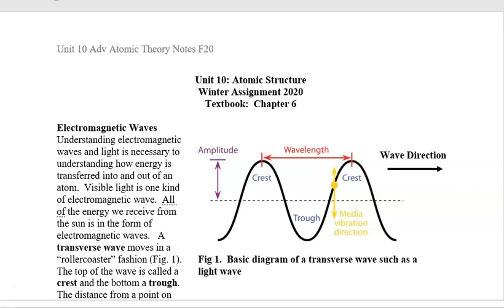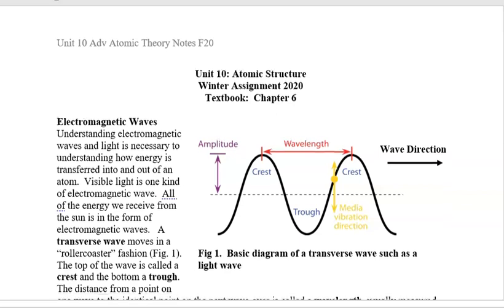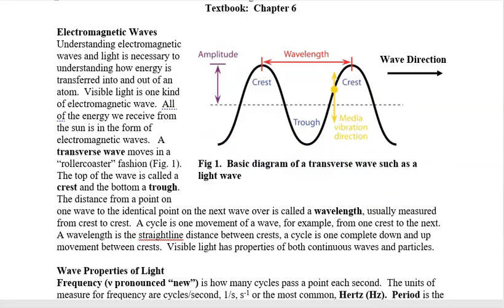Okay, so let's go ahead and get started with this. So first we're going to start off with a topic that you had in physics about waves, and particularly electromagnetic waves. So, all right, so electromagnetic waves. Understanding electromagnetic waves and light is necessary to understand how energy is transferred into and out of an atom. Visible light is one kind of electromagnetic wave. All of the energy we receive from the sun is in the form of electromagnetic waves. So that includes light, heat, and a lot of types of radiation that are very bad for us, but fortunately are deflected away by the Earth's magnetic shield.